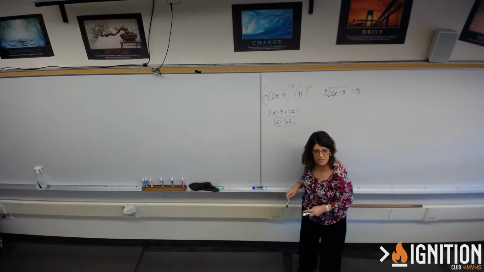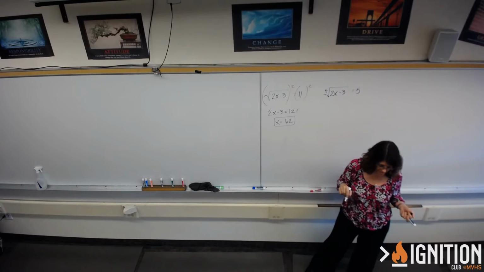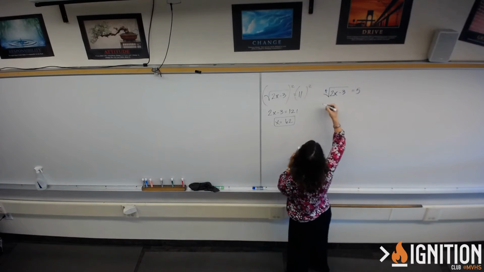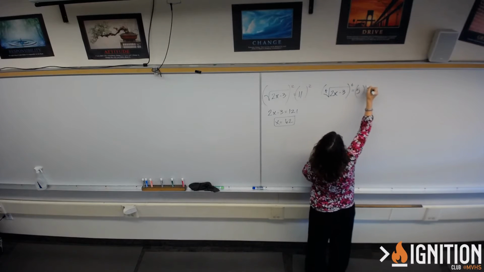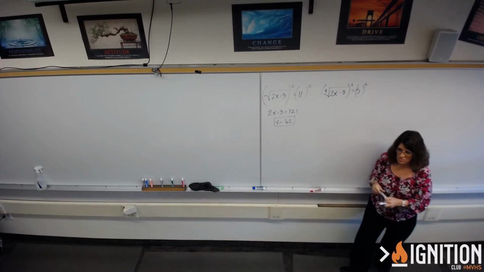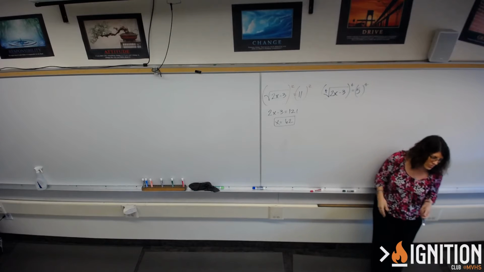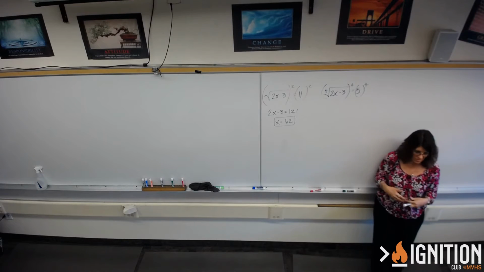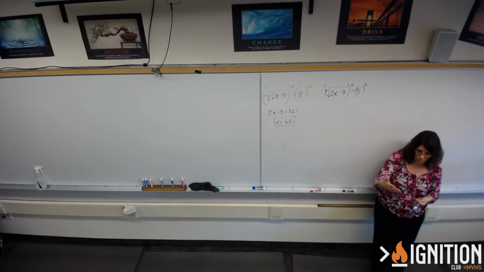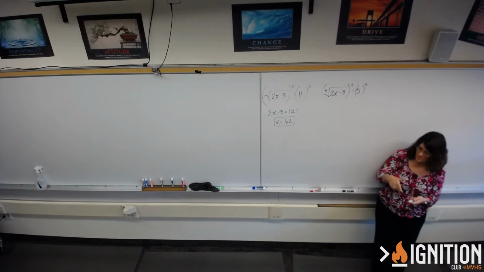What should I do? How do I start? Square both sides? Not square, fourth root. Raised to the fourth power. Somebody's saying square both sides, but maybe we say cube both sides. Is it wrong to say fourth both sides? We understand what we mean, but technically you should really say raised to the fourth power.